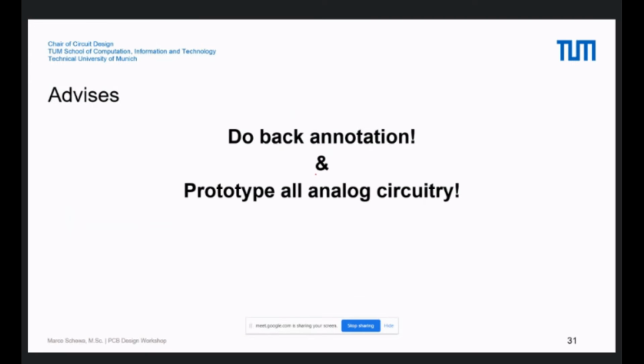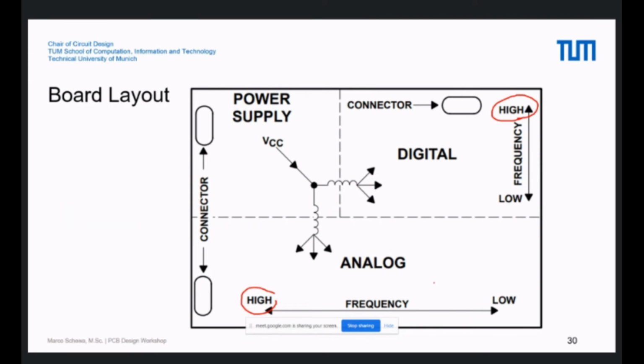And I will give you 2 pieces of advice. Always do back annotation and prototype all analog circuits, because analog circuits are the most difficult circuits to build, because you have noise, you have mismatch, you have some performance decrease due to resistance, inductance, and so on.